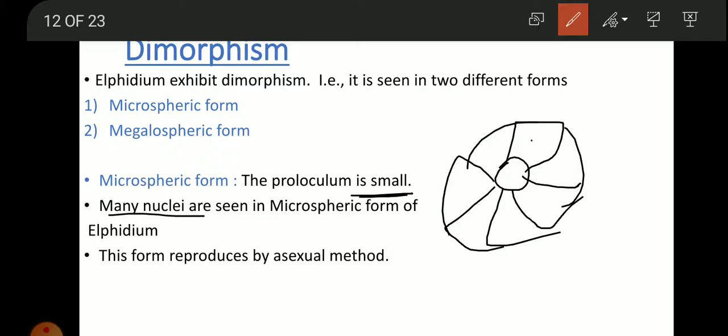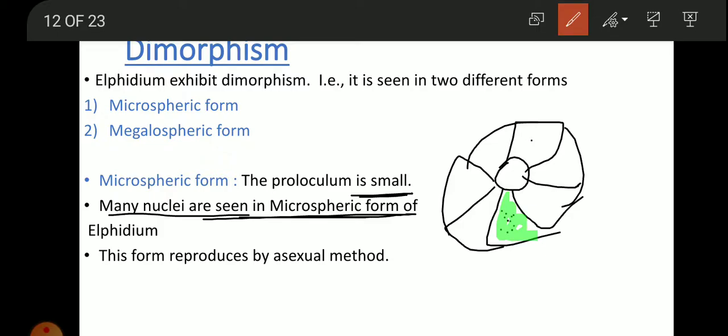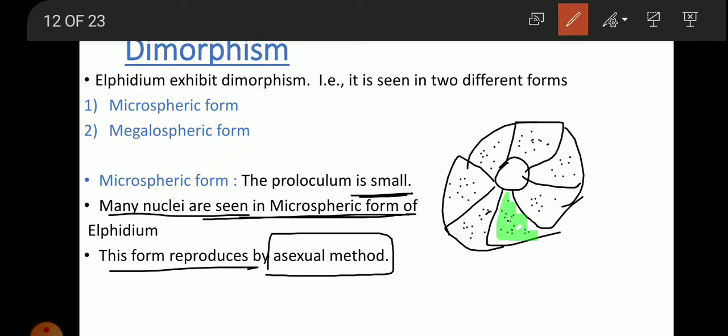So many nuclei are seen in the microspheric form. Whatever nuclei are present in the cytoplasm, the nuclei are not one, they are many. A huge number of nuclei are seen in the cytoplasm in the microspheric form. This form reproduces by the asexual method. You better remember that this form reproduces by the asexual method. We'll be discussing it further.